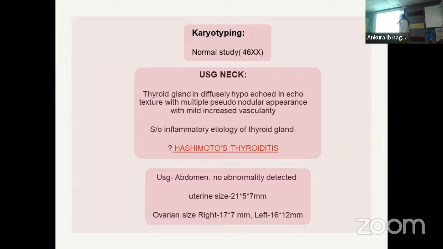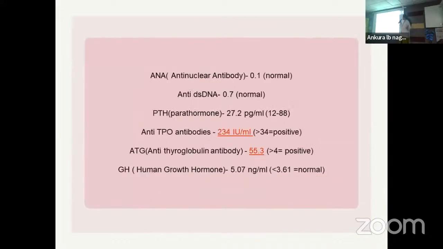USG neck was done, where the thyroid gland was hypoechoic with increased vascularity, features suggestive of inflammation, probably Hashimoto's thyroiditis. USG abdomen and pelvis was done to look for any streak ovaries and the size of the uterus, which was normal. Anti-thyroid peroxidase antibodies were positive and elevated, and anti-thyroglobulin antibodies were also positive.